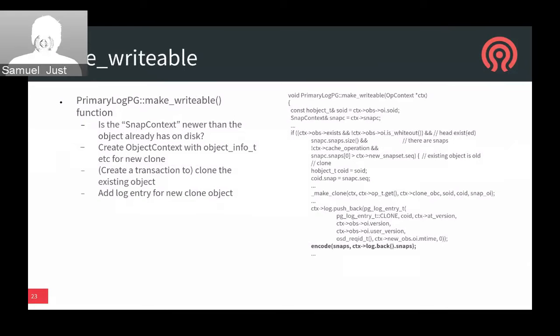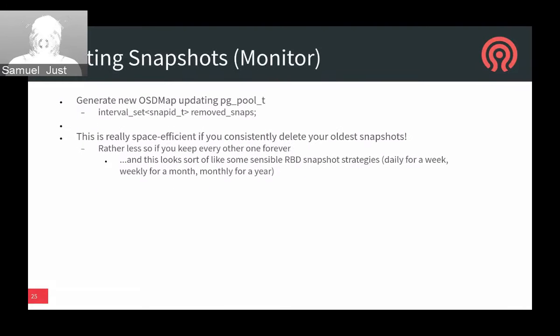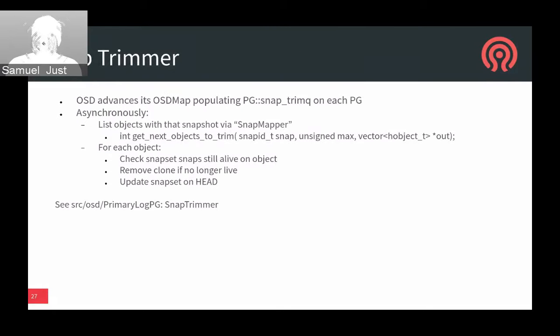This snaps field, piggybacked on each PG log entry, is how the primary and the replicas all learn about these updates. When you process a PG log entry with one of these snaps fields populated, as part of the transaction being sent to local persistence, we also update the snap mapper. The snap mapper provides a reverse mapping from snapshots back to clones affected by that snapshot, which is how the asynchronous snap trimmer works.